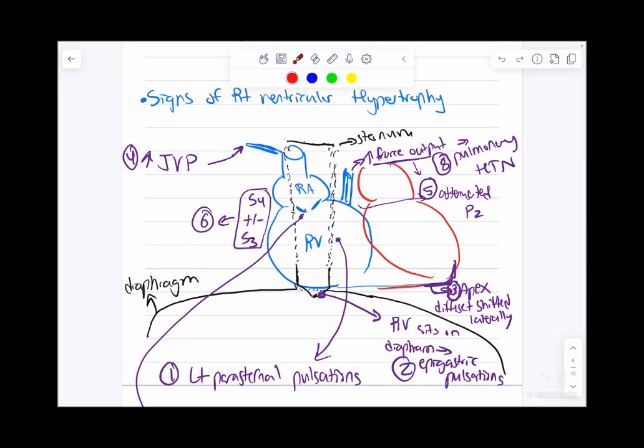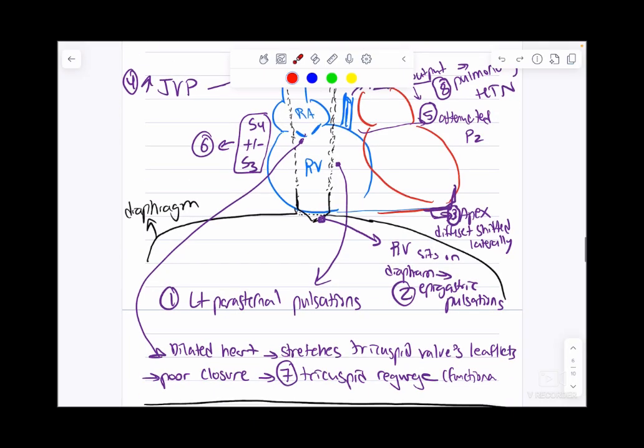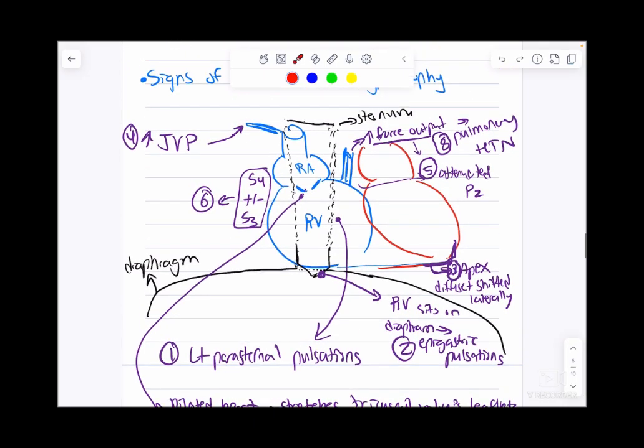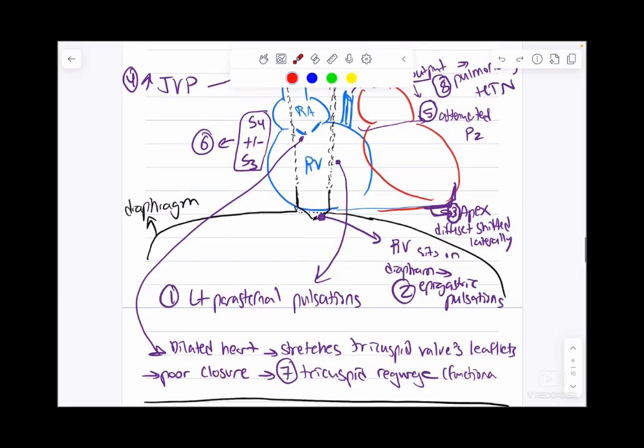Six, S4 and S3 might both be present. Like I said here, this is S4. The atrium wants to push the blood into the right ventricle. S3 may be present, but it also may be absent. Seven, and this is an important point. Well, it's not the last, it's second last.